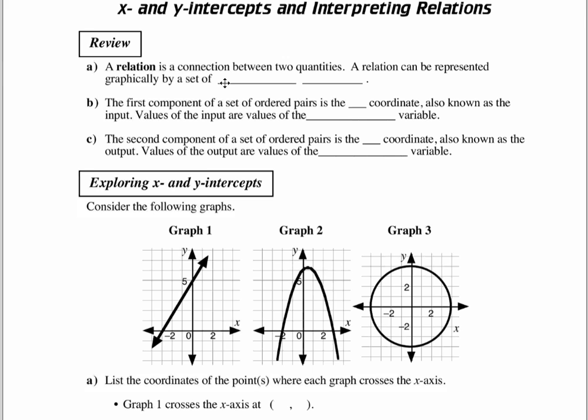Ordered pairs. Coordinates are ordered pairs. The first component of a set of ordered pairs is the x-coordinate, also known as the input. Values of the input are also values of the independent variable. The second component would be the y, also known as the output. Values of the output are values of the dependent variable.